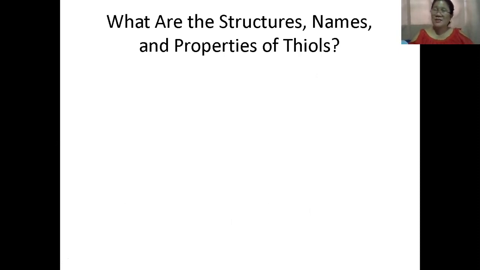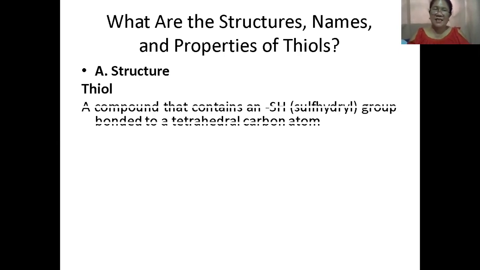So what are the structures, names, and properties of thiols? We are now on thiols, the third one, under alcohols, ethers, and thiols. Thiols have the SH group. It is similar to alcohol, but instead of OH, it is SH. A thiol is a compound that contains the sulfhydryl group, SH, bonded to a tetrahedral carbon atom.